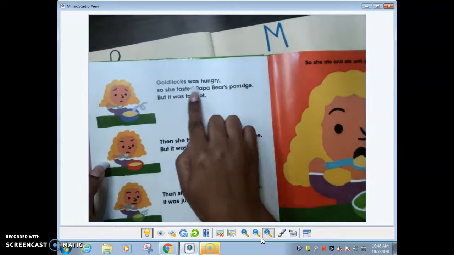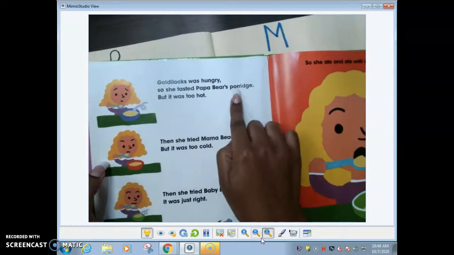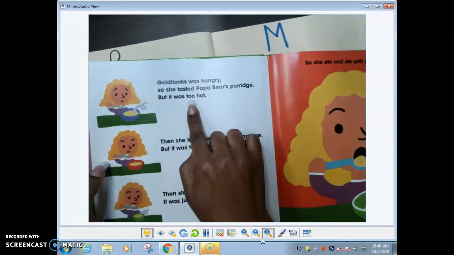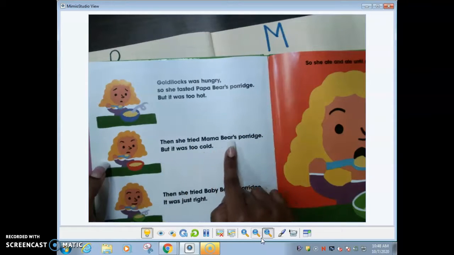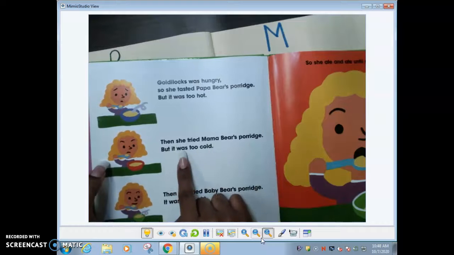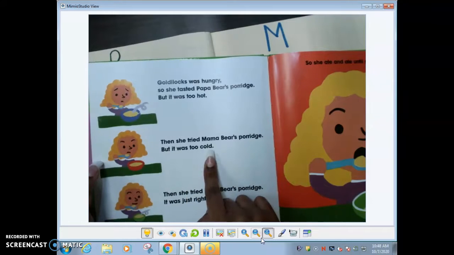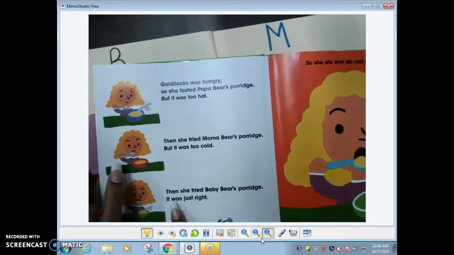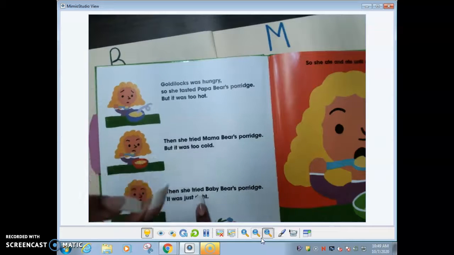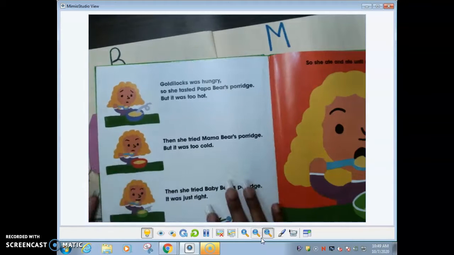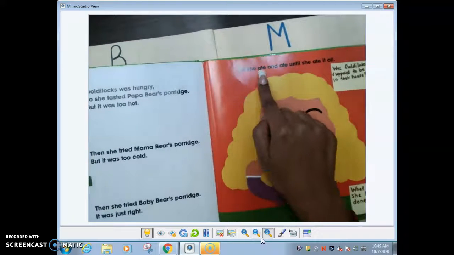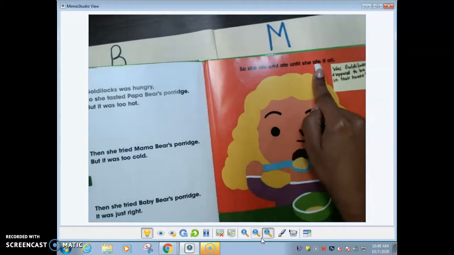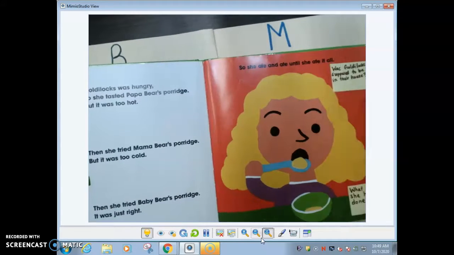Goldilocks was hungry, so she tasted Papa Bear's porridge, but it was too hot. Then she tried Mama Bear's porridge, but it was too cold. Then she tried Baby Bear's porridge. It was just right. So she ate and ate until she ate it all.